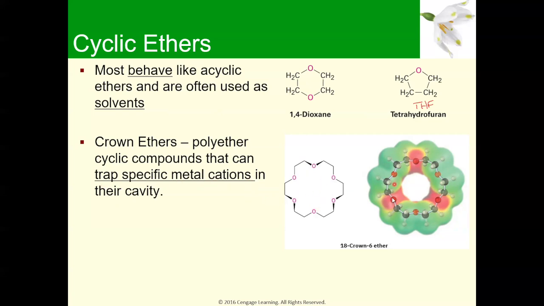So you can see from this diagram right here, which shows the electron distribution, that you create this really negatively charged area in that ring. And so they'll be attracted to metal cations and act as kind of like a trap for metal cations. So whatever the metal might be, if it's a cation, it's got some sort of positive charge. And so the lone pairs of electrons on these oxygens all interact with that positive charge and trap the metal ion in that cavity.